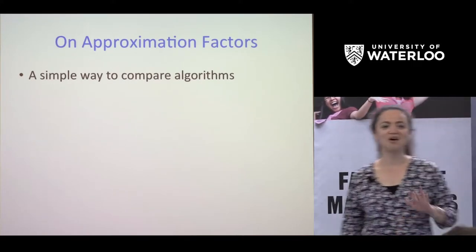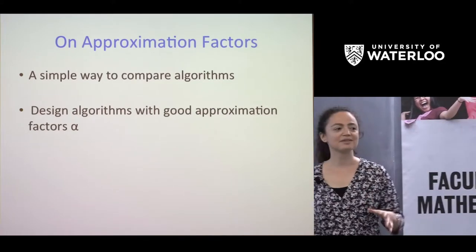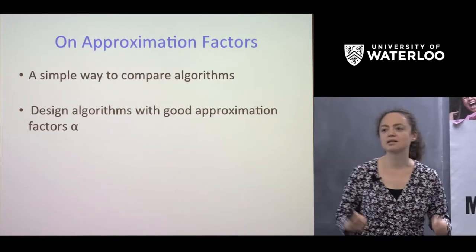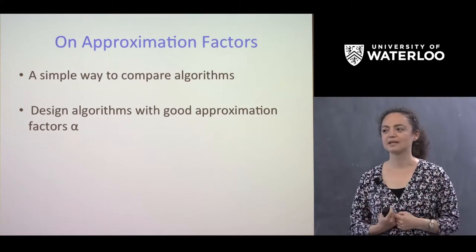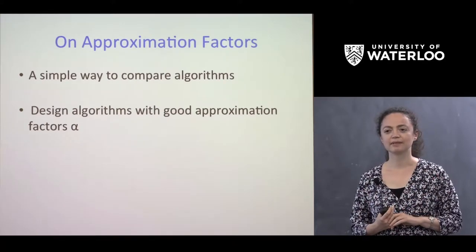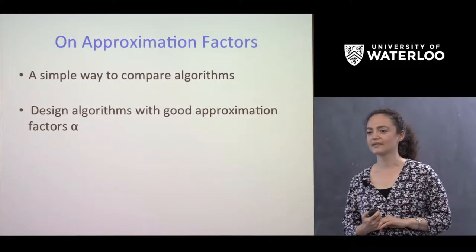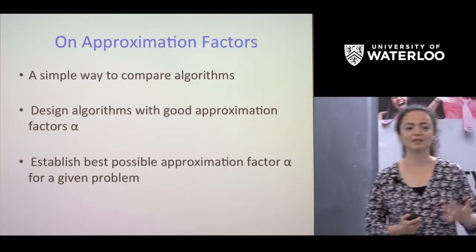So, of course, we want to design approximation algorithms with as good approximation factors as possible. We want to get really close to the optimum. But sometimes you work and work and work, and you cannot improve your approximation factor. And then you may wonder, maybe it's impossible to do it. And if it's impossible to do it, how can you prove it? So there is actually a really neat technique to prove that you cannot get a better than alpha approximation.